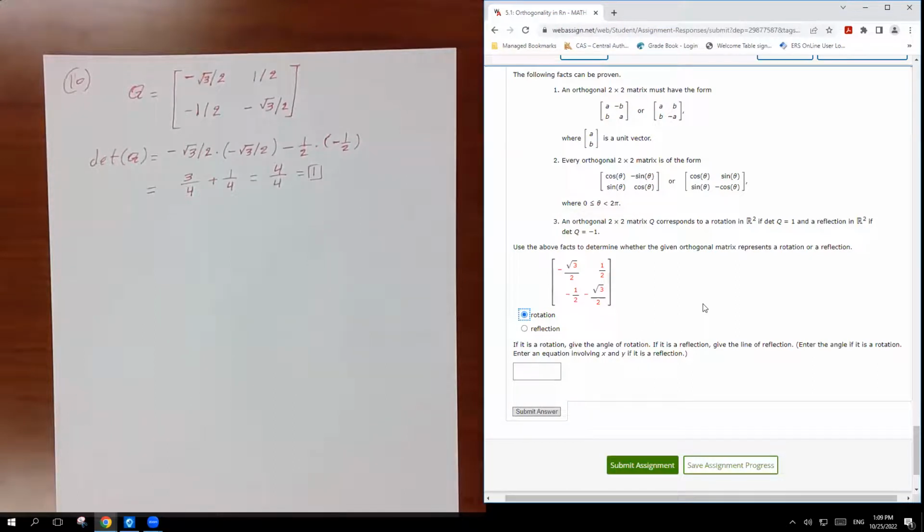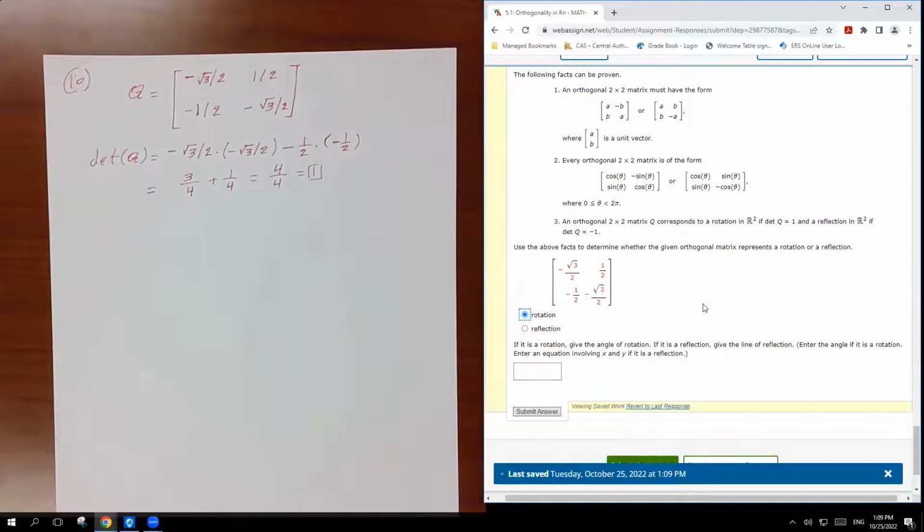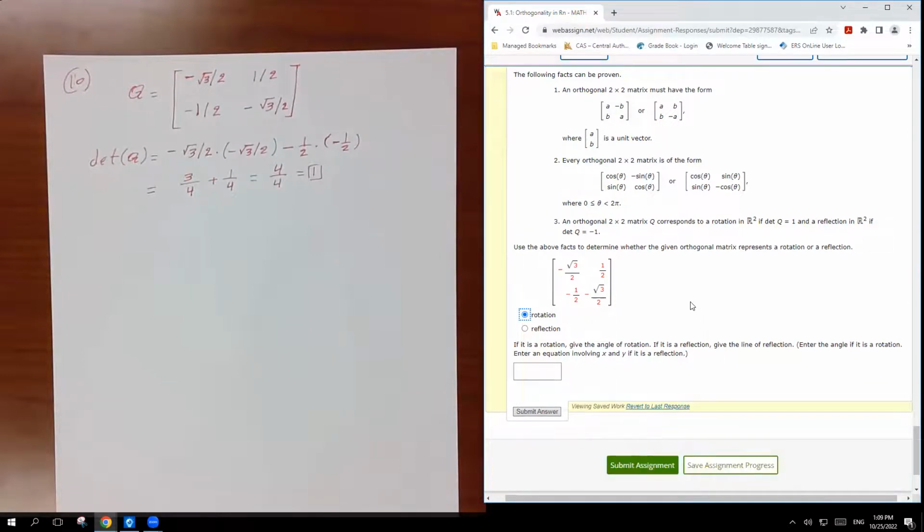And here's the thing. If it's a rotation, give the angle. We need to find the angle. If it's a reflection, you have to give the line. Now let's check how we're going to find the angle. We're going to depend on this one. You're going to use one of these matrices because it's a 2 times 2 matrix. That means you can use this one or this one. Now let's compare cosine theta and sine theta with the entries here. That's what we're going to do with this example.